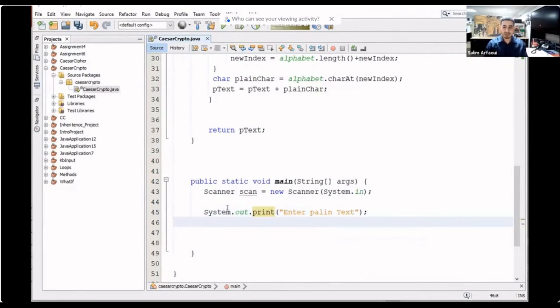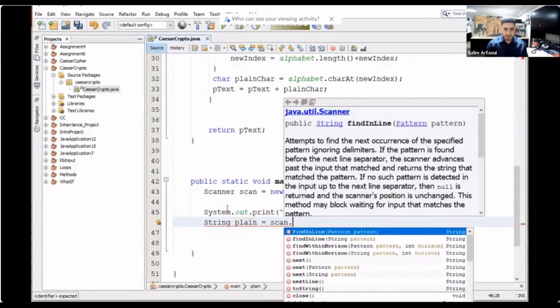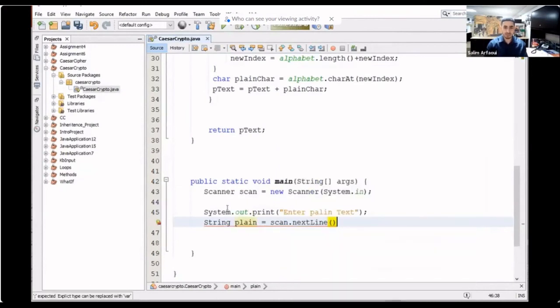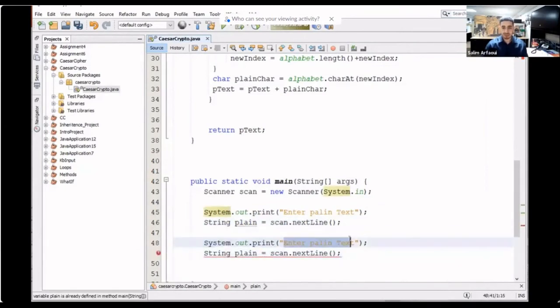And you're going to collect the value through the scanner. So we're going to do, so string, let's say plain is equal to, through the scanner, scan dot, because this is, so it's the next line. Yeah, that's what we're going to use. And we're also going to prompt them to give us the key. So I'm going to copy this and just edit it. Copying and pasting should be a friend. So that's plain. Okay, plain. And this will be enter key.